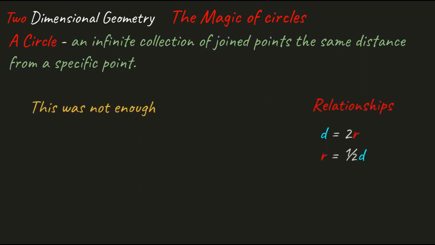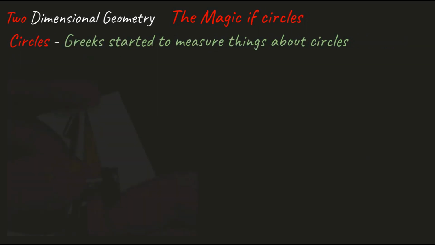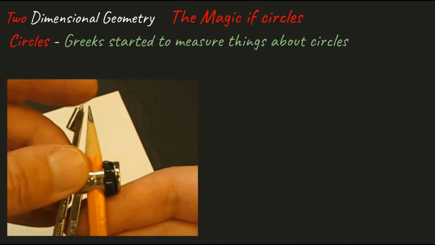Now, what the Greeks soon realized is that this was not enough. We need to know more about circles to be able to plan better. So they wanted to find out, is there another relationship? Can we relate the circumference, or the fence around a circular object, to diameter and radius? Because those were enough. And this is what this lesson is actually all about. They needed to know more. So let's draw some circles.